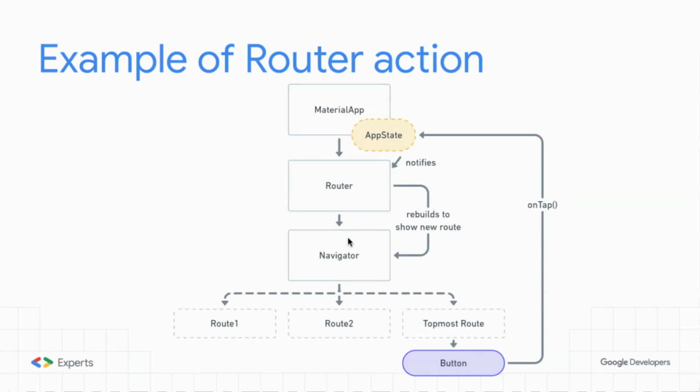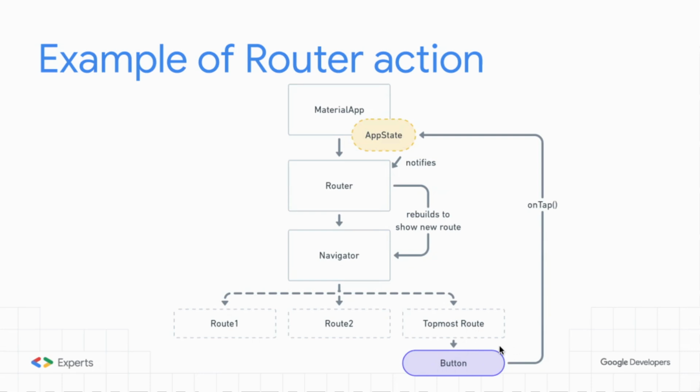In this diagram, we see our app. We have our MaterialApp, we have our app state somewhere. It can be anywhere. However, the main part is that it needs to be able to rebuild the Router widget. The Router widget is keeping the Navigator instance below, and it will rebuild on each change of the app state. So the app state changes, notifies the Router. Router is rebuilding the Navigator because the app state notified it. And Navigator can have several routes underneath, route 1, route 2, and the topmost.